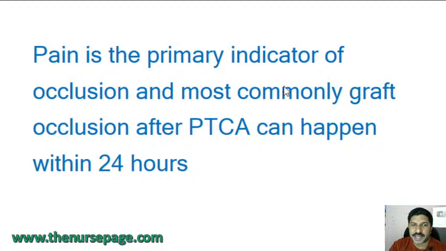Pain is the primary indicator of occlusion, and graft occlusion after PTCA most commonly happens within 24 hours. So the important point is, within 24 hours, if the patient is complaining of very severe pain, that is an indicator of graft occlusion. Very important question.